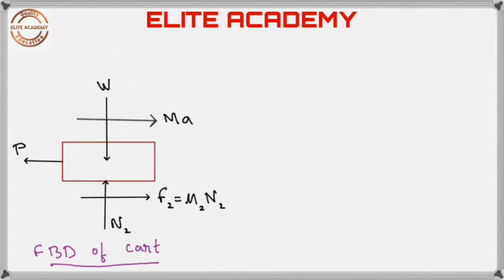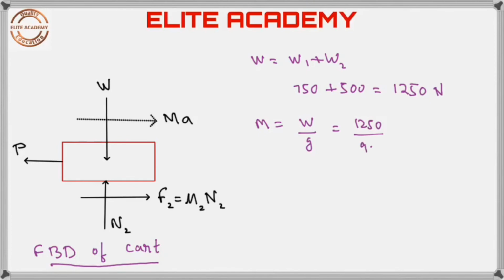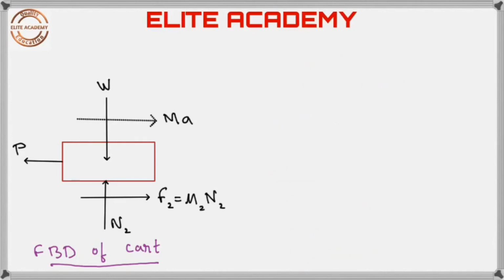Let us consider equilibrium of the total crate and cart system. Here the total weight W is equal to W1 plus W2, 750 plus 500, we get W is equal to 1250 newtons. Now, total mass M is equal to W by g. So, 1250 by 9.81. Now, for vertical equilibrium, we have sigma V is equal to 0. So, N2 minus W is equal to 0, or N2 is equal to W. So, we get N2 is equal to 1250 newtons.